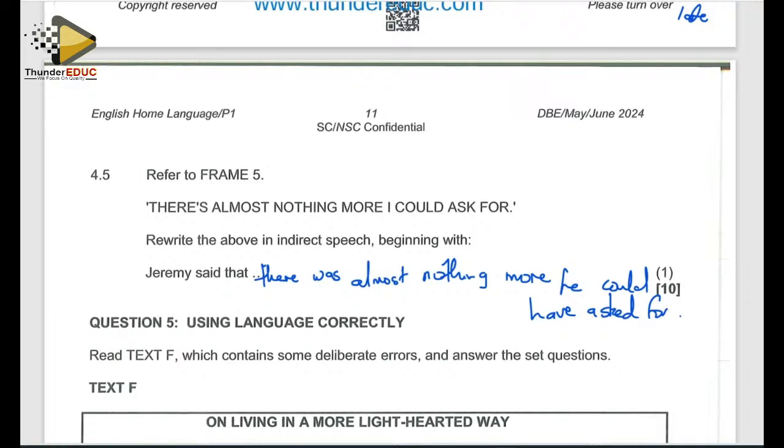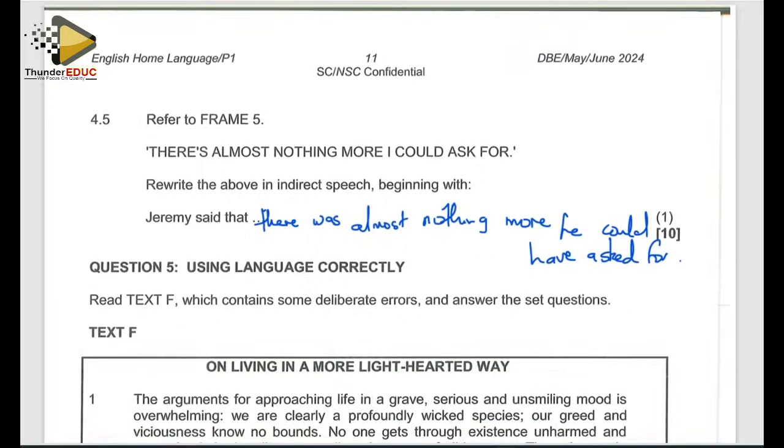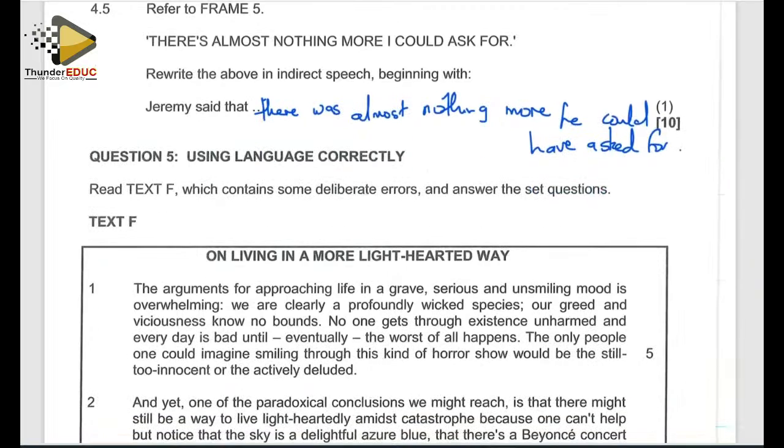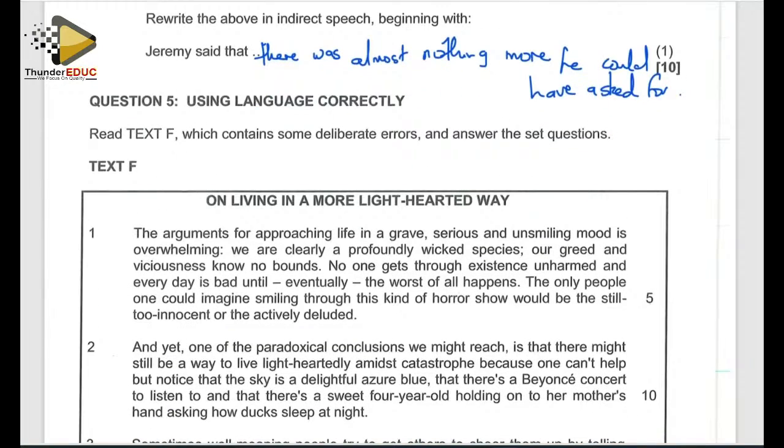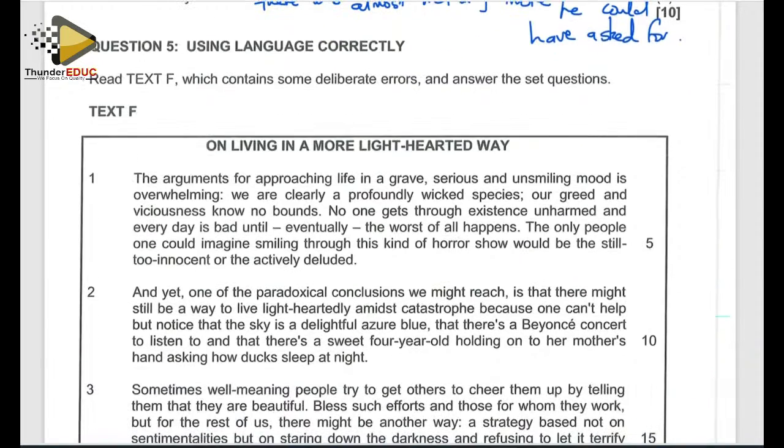That is our last question for the cartoon. We finally go to the difficult section, which is language editing, where you have to find the deliberate errors and then answer the set questions.